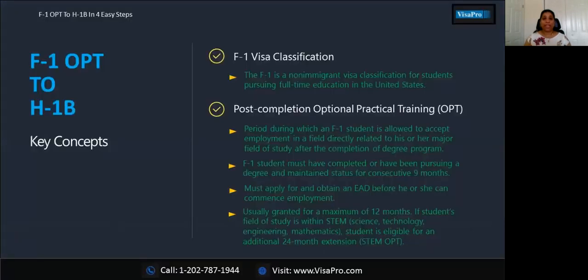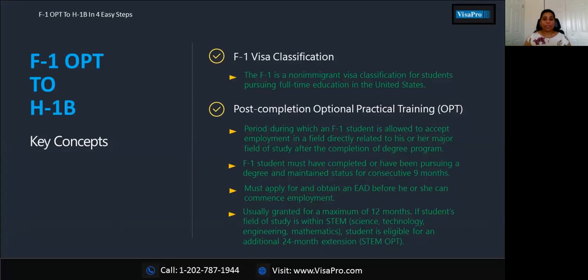The F1 visa classification. The F1 is a non-immigrant visa classification for students pursuing full-time education in the United States. Post-completion optional practical training, or OPT. Post-completion OPT is the period during which a foreign student in valid F1 status is allowed to accept employment in a field directly related to his or her major field of study after the completion of the degree program.